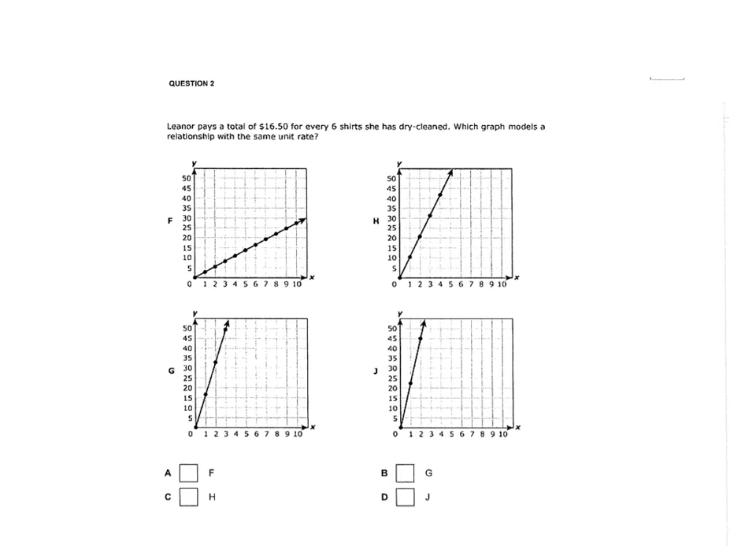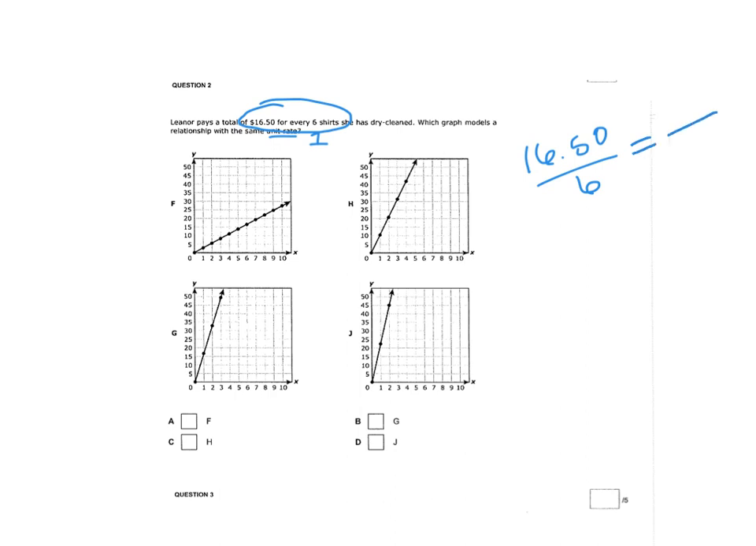Number 2, Leonore pays a total of $16.50 for every 6 shirts she has dry cleaned. Which graph models a relationship with the same unit rate? Unit rate, remember, means per 1. So if it's $16.50 for 6, we want to see what the price of 1 would be. So all we're doing to solve that is dividing it. $16.50 divided by 6 is 2.75. So $2.75 for 1 shirt.